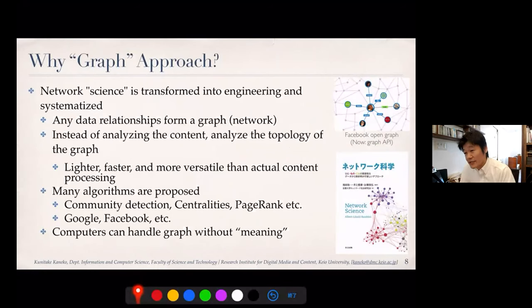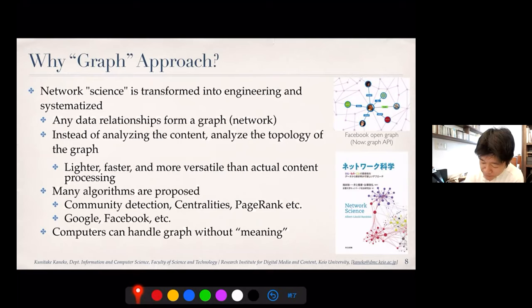So why did I take this graph approach? Because there is a very huge academic research area of network science. It is a totally different order of processing compared with content analysis itself. Because the graph representation is a node ID, and the node ID is the information. No matter how long that node identifier is, even 1,000 bits, it's not a problem, right?